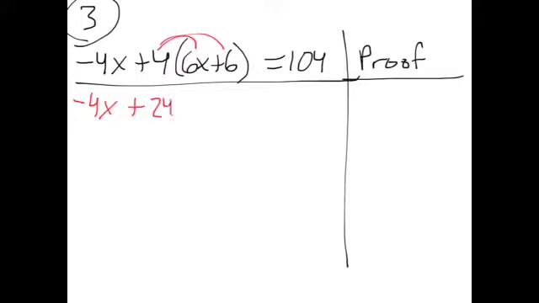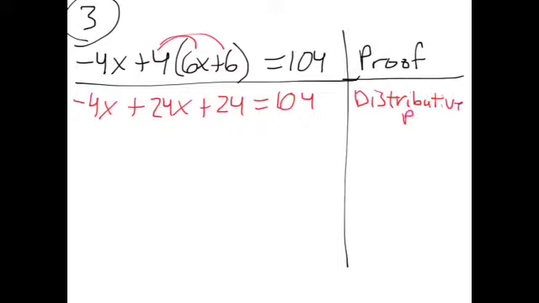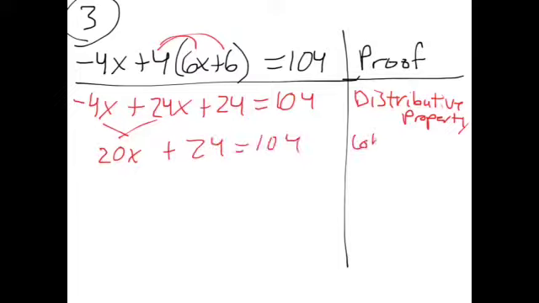4 times 6x is 24x. And 4 times 6 again is going to be 24. Right, so we got 104. So that's going to be the distributive property. And now I'm going to combine like terms here, get my x's together to get 20x plus 24 equals 104. So that's combine like terms.